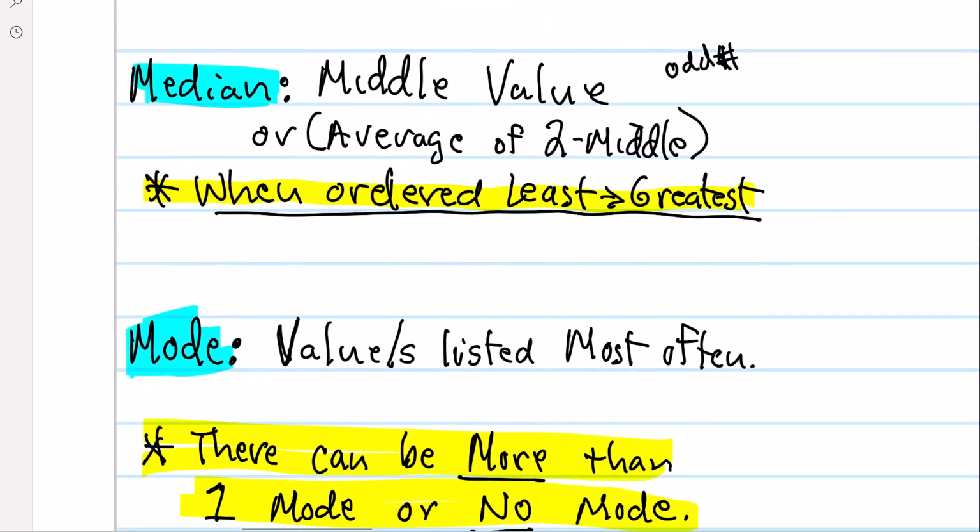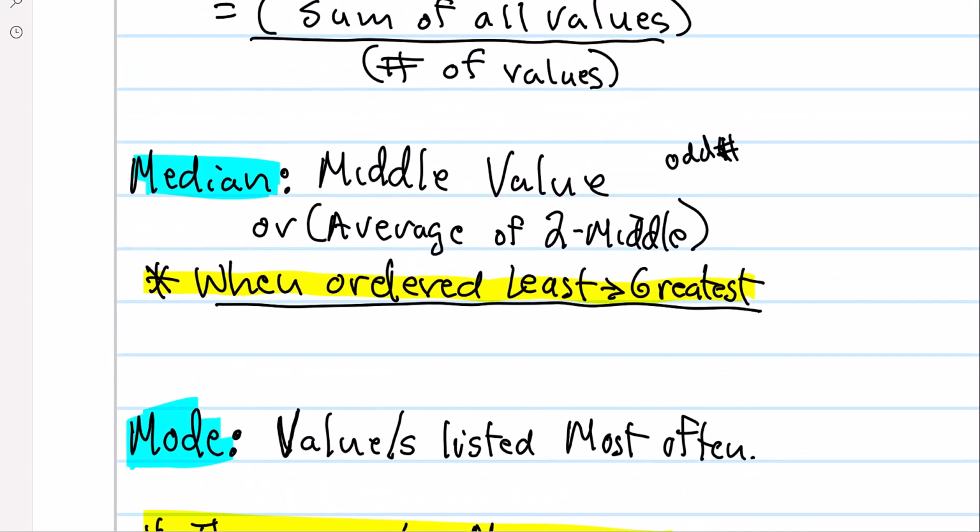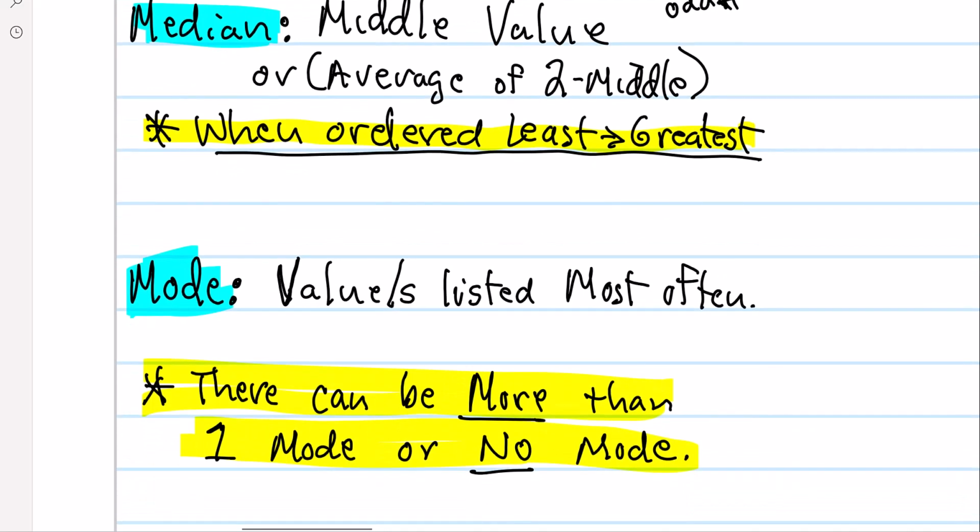All right? The mode is the value or values listed most often, but note that there can be more than one mode, and note that there could be no mode at all. Like every value could just be listed one time. So there would be no mode.